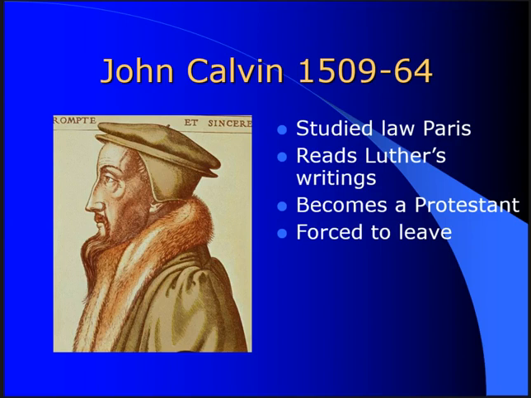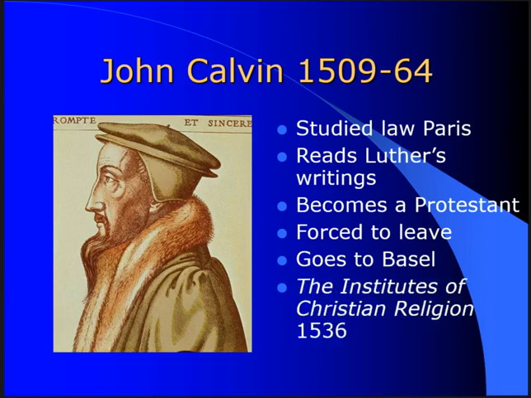So he's forced to leave Paris. He moves to Switzerland. He goes to Basel. He goes to the French-speaking part of Switzerland because they would allow him to be a Protestant. And here he begins working on his magnum opus, which is the Institutes of Christian Religion, or sometimes just called Calvin's Institutes. This is where he writes down all of his theology and so forth. He keeps revising it and revising it for years, expanding it. So this becomes the first Protestant systematic theology.